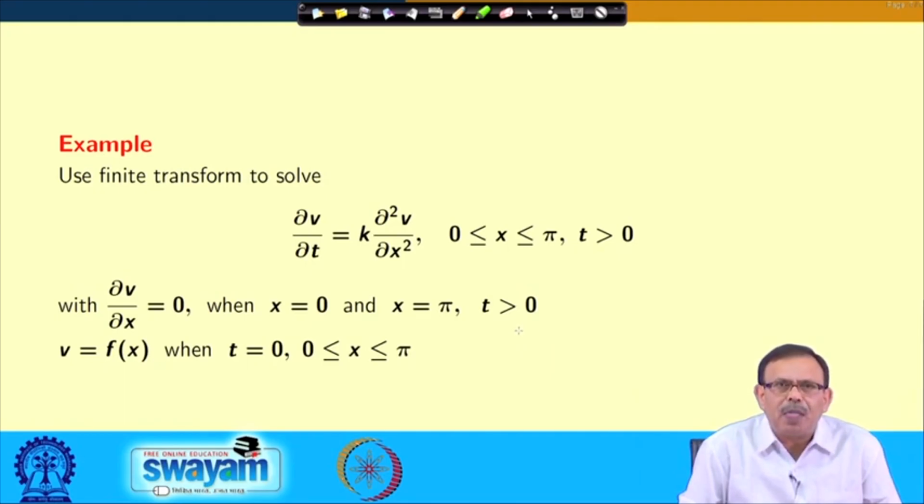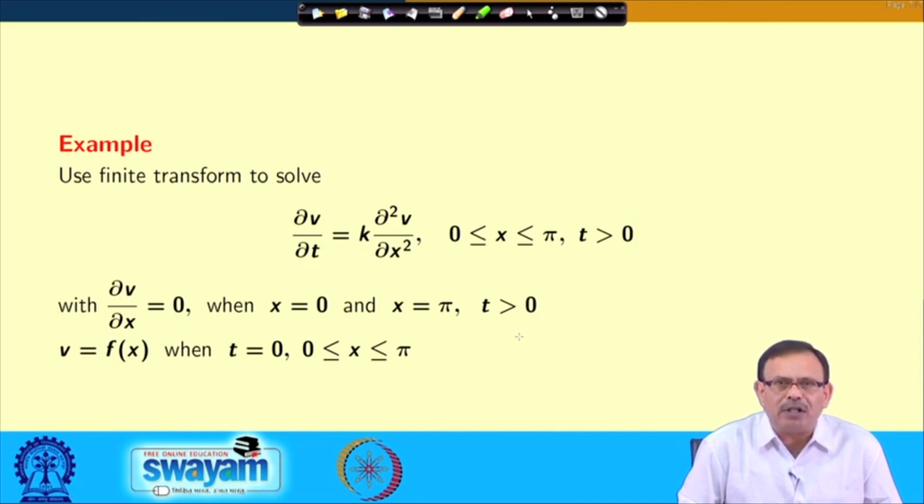And if you see here, the value of del v del x, that is v_x, is 0 when x equals 0 and when x equals pi. If you remember, we said that these two boundary values should be known, and if they are known, then I can use the Fourier cosine transform. Therefore, from the given conditions and from the range of the parameters, we can decide that this problem can be solved using finite Fourier cosine transform with respect to the variable x.